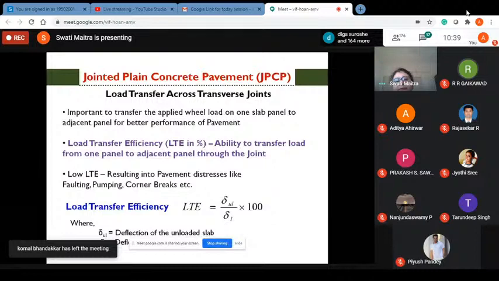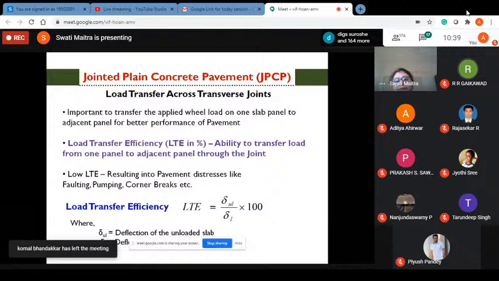Another is spalling from a bad construction joint. You can see here that at this joint location there is distress: a pop out, where some portion of the concrete has come up. These types of distresses are found mostly near the joints. All these are near the joints.